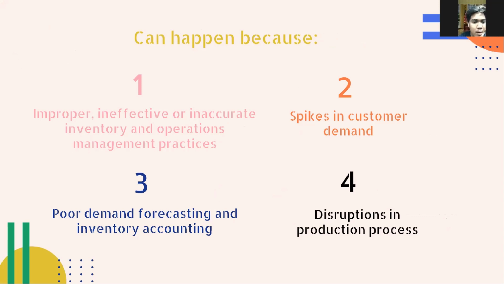Out of stock can happen because of many reasons, including first, improper, ineffective or inaccurate inventory and operation management practice. Second, spikes in customers' demand. Third, poor demand forecasting and inventory accounting. And fourth, disruption in the production process.